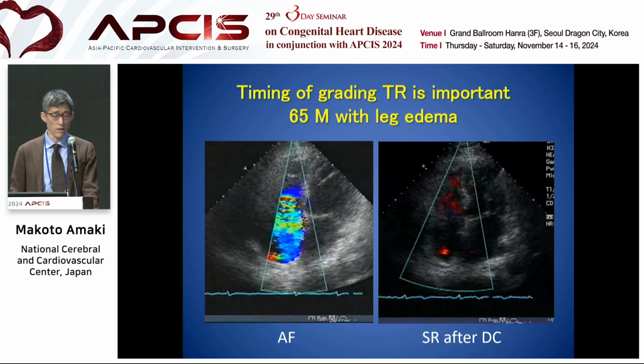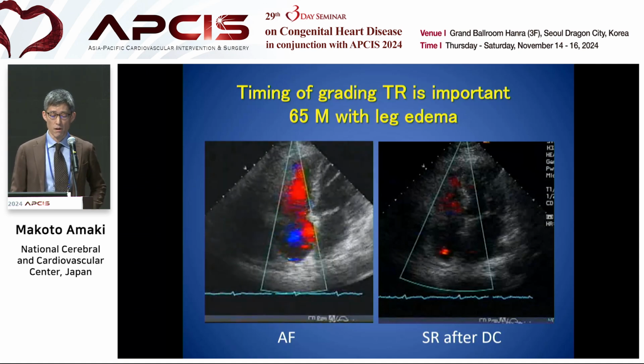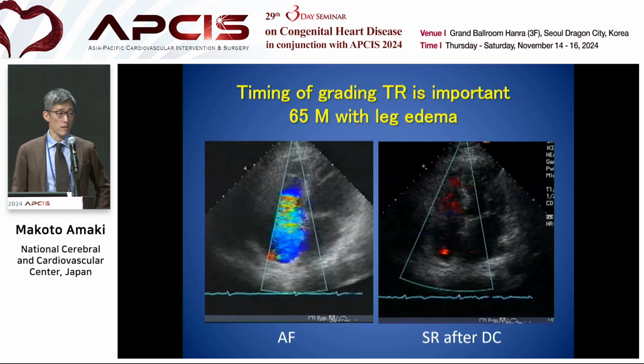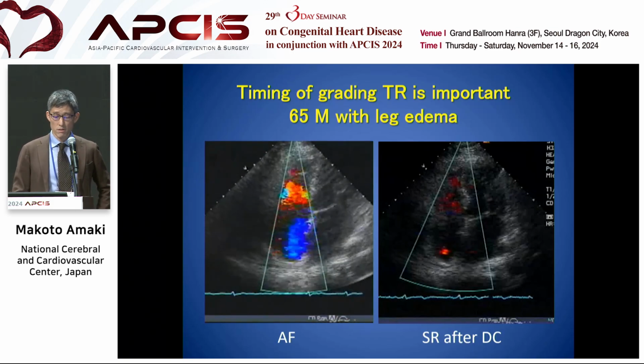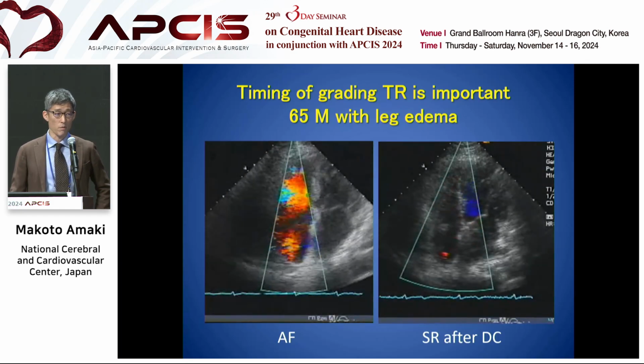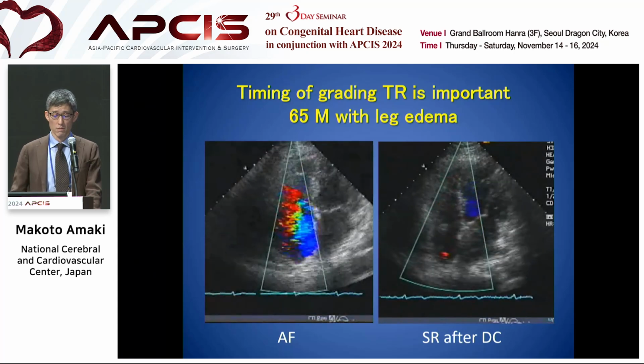Also, the timing of grading TR is important. This is a 65-year-old male with a leg edema. As you can see, the patient has a severe MR, and he had atrial fibrillation. We did cardioversion to this patient, and a few days later, the TR went away. So the timing is very important to grade the TR.